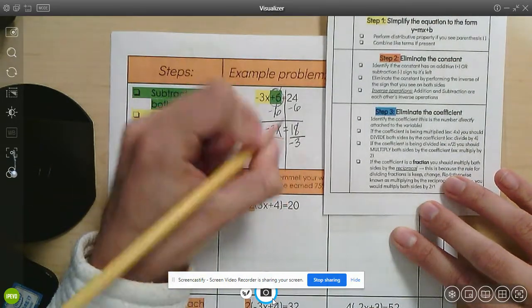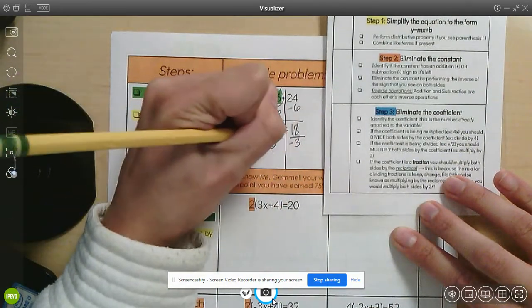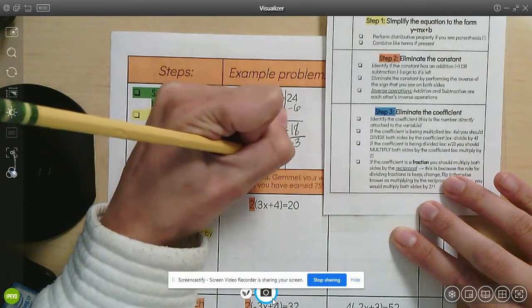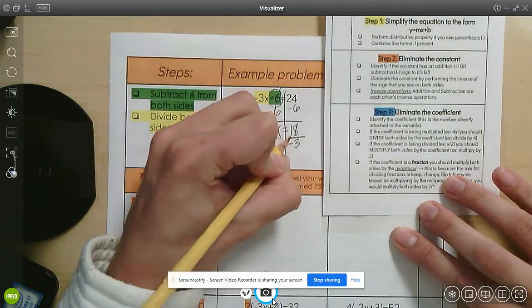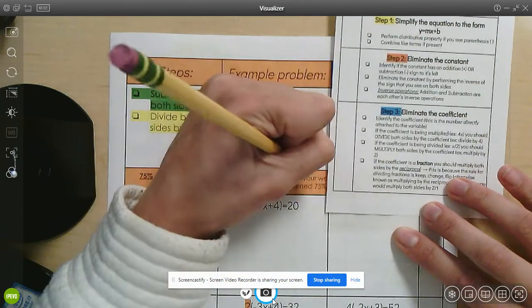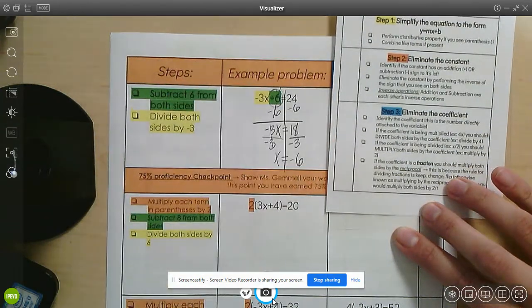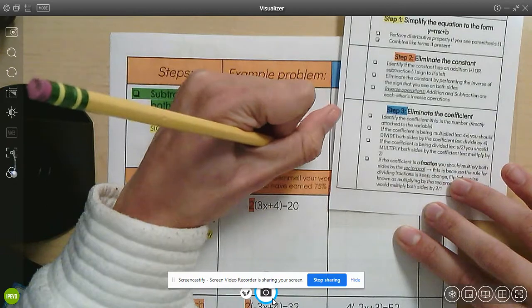Negative 3 divided by negative 3 is 1, so I'm left with 1x, or just x. 18 divided by negative 3 is negative 6. So my answer for that is x equals negative 6.